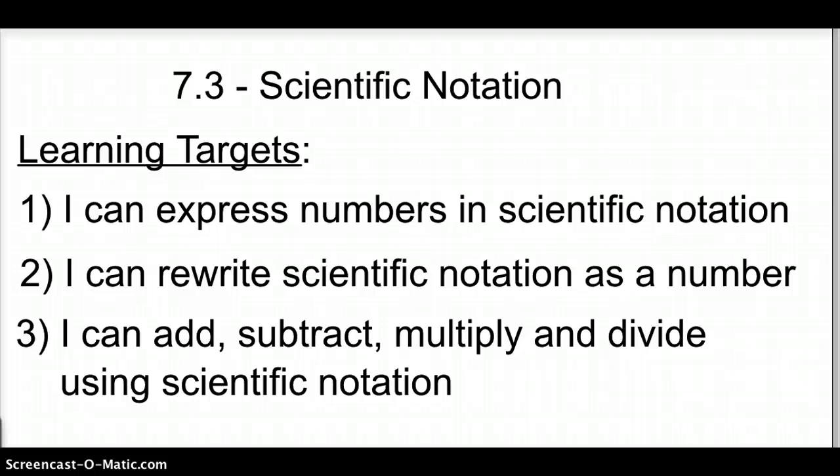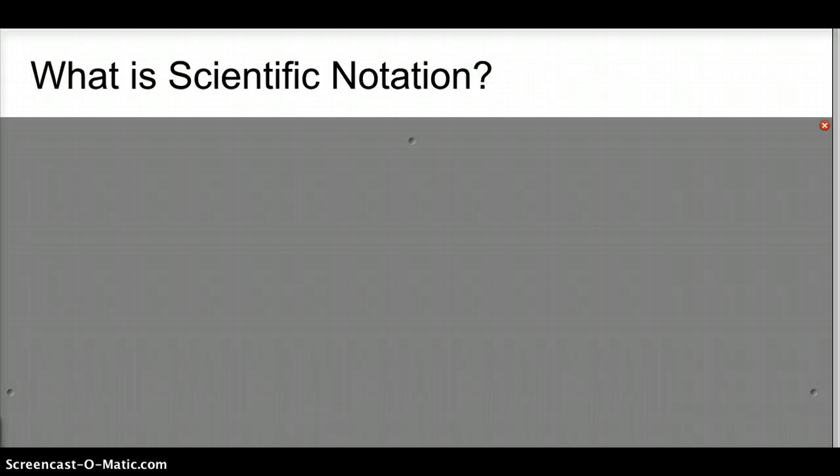And the third thing we're going to look at is we want to be able to add and subtract, and multiply and divide using scientific notation. And this will actually be covered later in class. I won't go into it on this video really at all, but it's something we'll be doing in class as well. Okay, so let's look at what we're dealing with scientific notation.